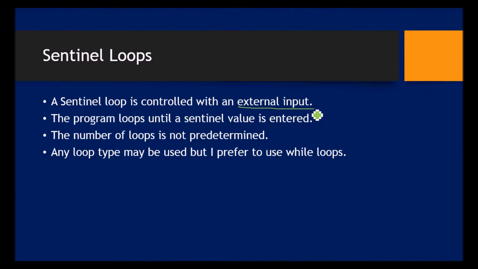Because of that behavior, we can't look at the code and say, that's going to loop 10 times, or that's going to loop 5 times. The number of loops is dependent upon some sort of external input. And unless you know what the external inputs are going to be, you don't know how many times it's going to loop. So that is a sentinel loop. The number of loops is not predetermined, and any loop type will work with sentinel loops. Now the reason I put it in this section of the lecture is because I typically, when I'm creating sentinel loops, use while loops.